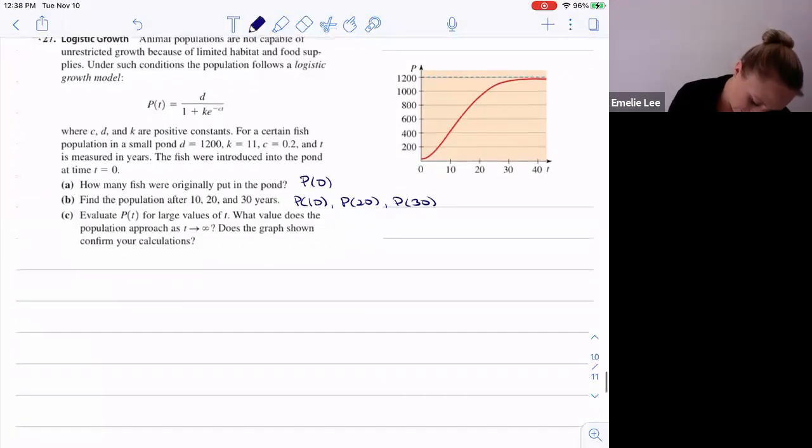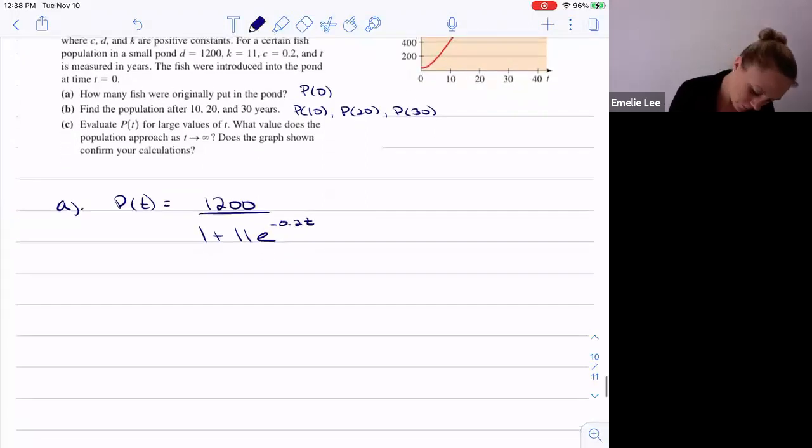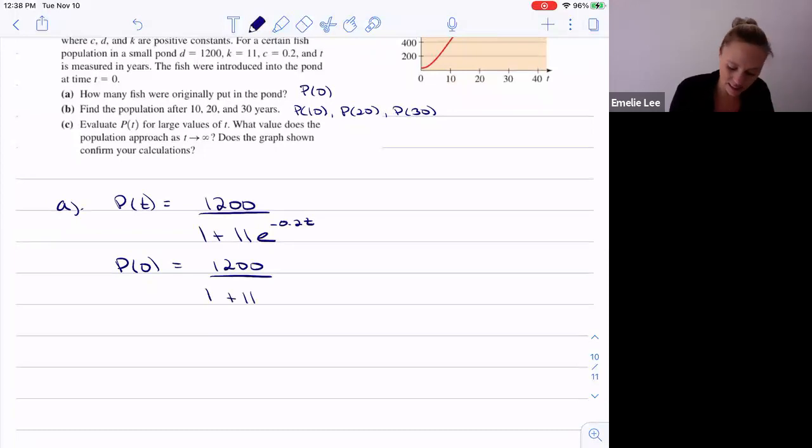So for A, P of 0. Well, actually, let's establish what P of t is. P of t is D, which is 1200, divided by 1 plus K, which we're told is 11, and then e to the negative C, which is 0.2 t. So P of 0 is 1200 over 1 plus 11 e to the power of 0, and 0 times negative 0.2 is just 0.